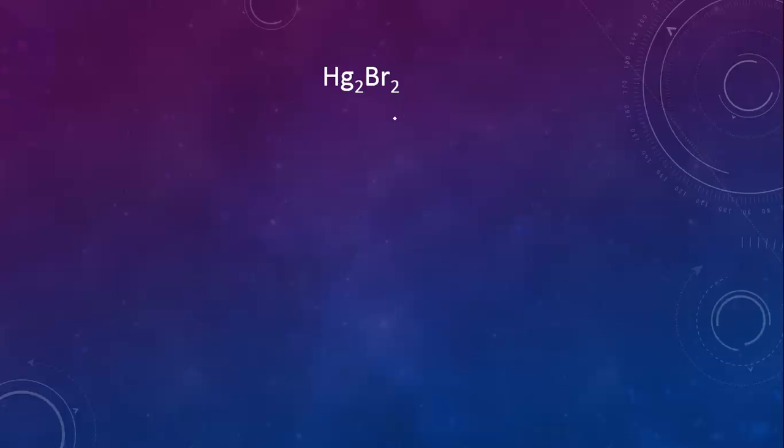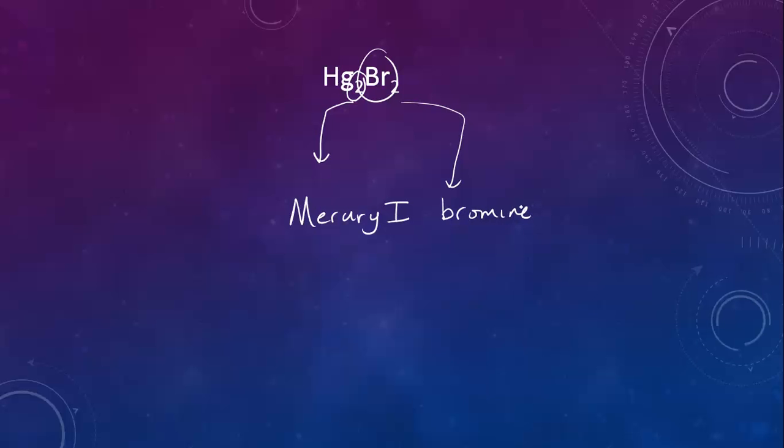How about this one? We got our mercury little beastie here. Do you remember? If you see 2 mercuries, it must be, yes, mercury 1. Non-metal gets named, this is bromine. So change the ending to bromide. Mercury 1 bromide.